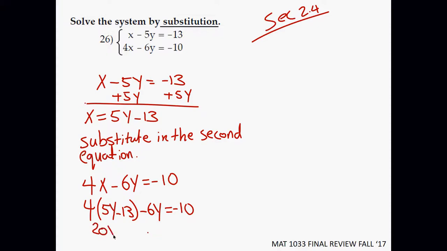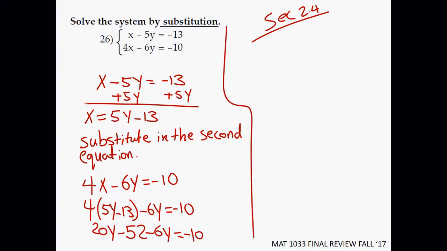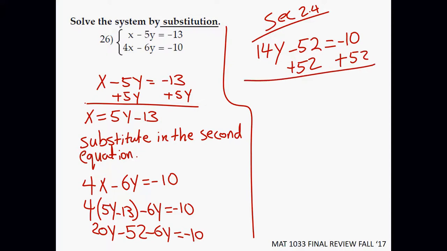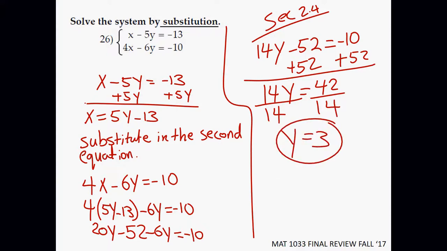So that would be 20y minus 52 minus 6y equals negative 10. If I combine my terms now, 20y minus 6y will be 14y, minus 52 equals negative 10. If you add 52 to both sides to isolate the y, we get 14y equals 42, divided by 14, divided by 14, and y is equal to 3.